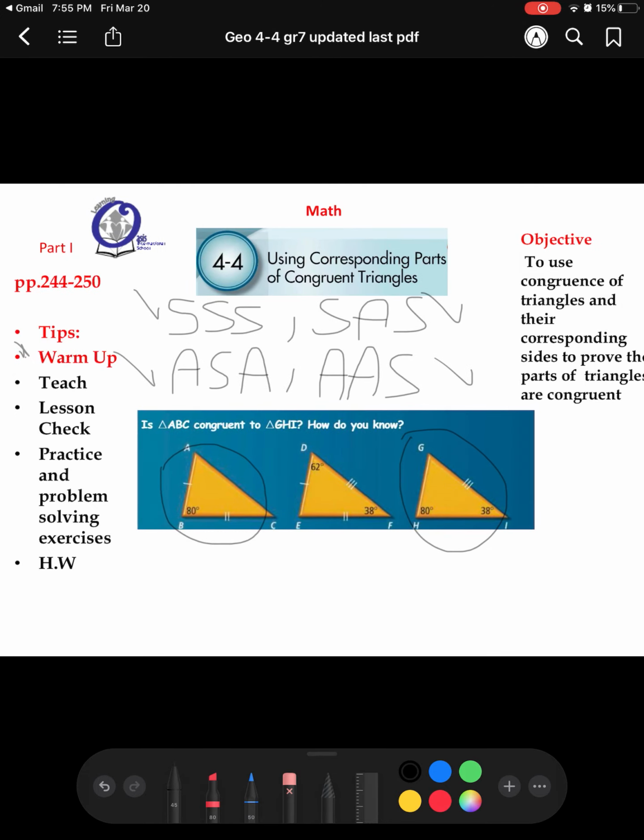Now, what's the idea of this lesson? The idea of this lesson is telling you, after you prove that, for example, the 3 corresponding sides are congruent between the first triangle and the second triangle, what is the result after this? We will see.